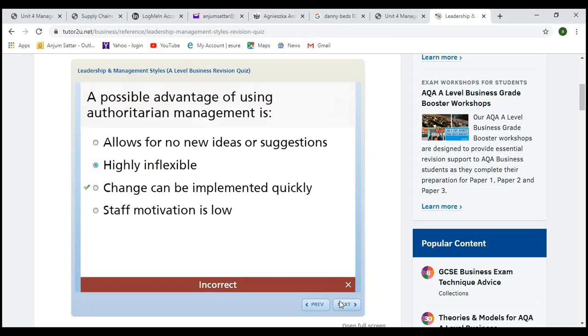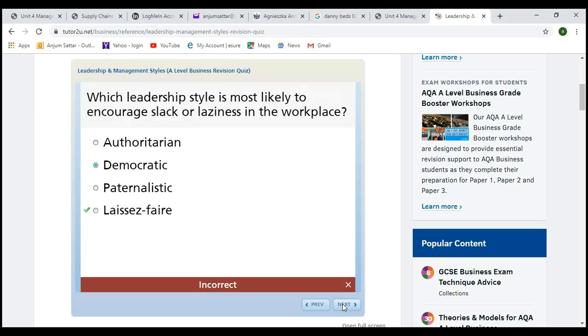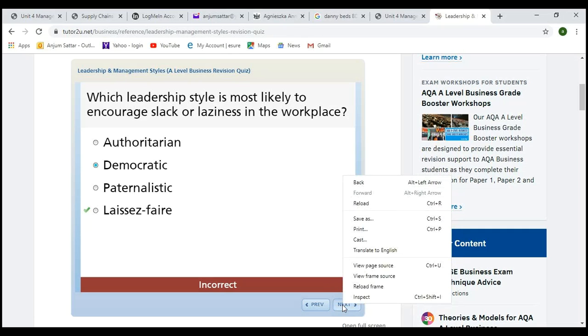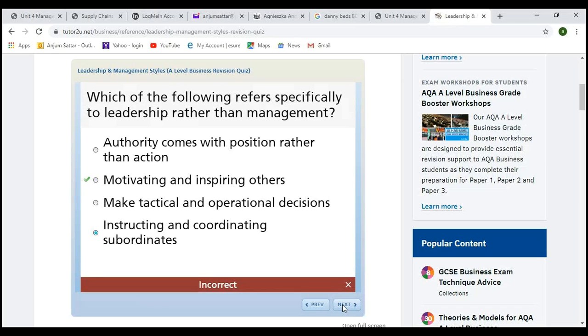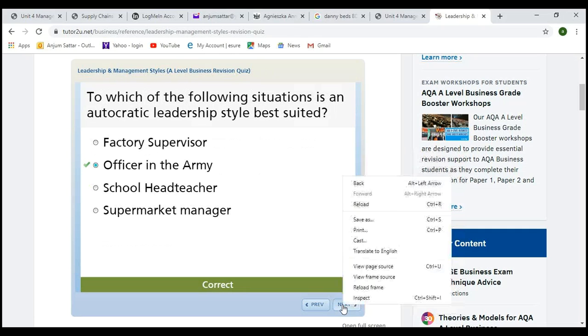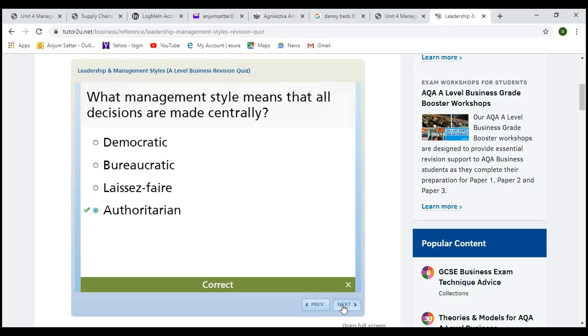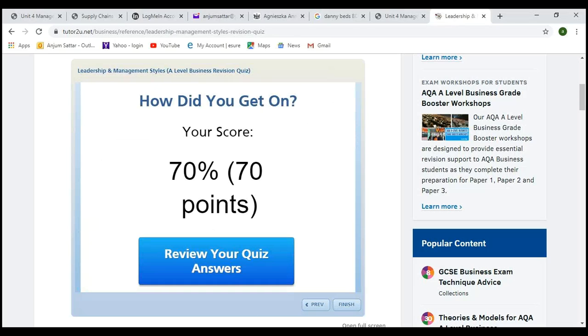The first one was the possible advantage of authoritarian: they can change quickly, because you have authority to do so. The third was leniency, yes. You give freedom to the workers, whatever they want, how they design. Next, motivating and inspiring refers to specific leadership: leadership always motivates and inspires others. True. Okay, that's all. Well done.